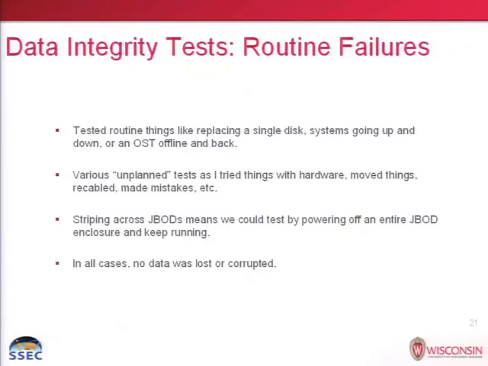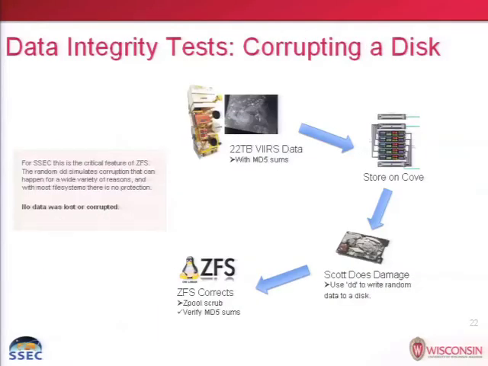In all cases, we didn't have any problems with losing data, and striping across the JBODs meant we could turn off an entire enclosure and keep running. So you can lose 12 disks, but you can't lose 13, or you can lose 3 in the wrong order and you're in trouble. And the really important data integrity test for us was corruption testing.